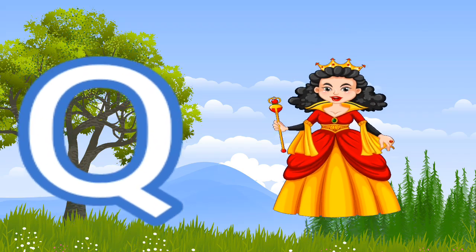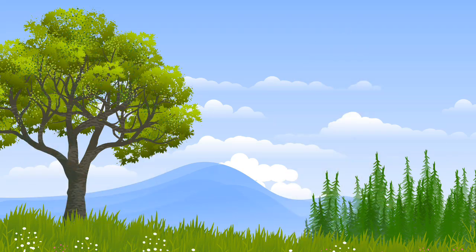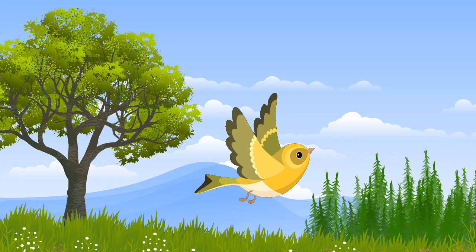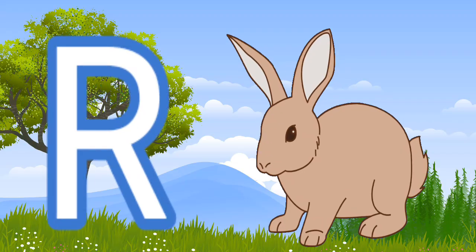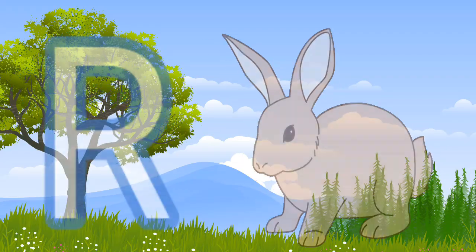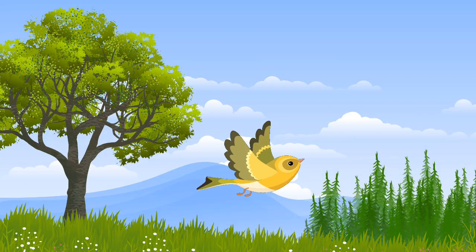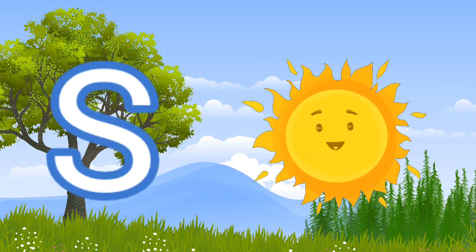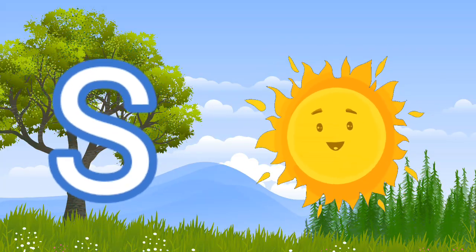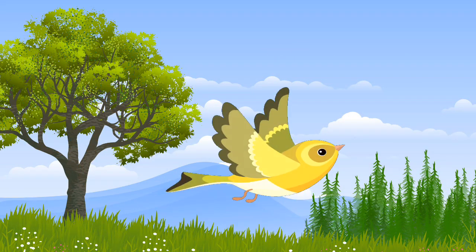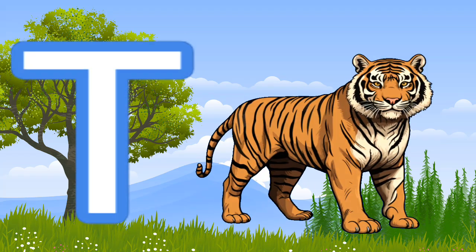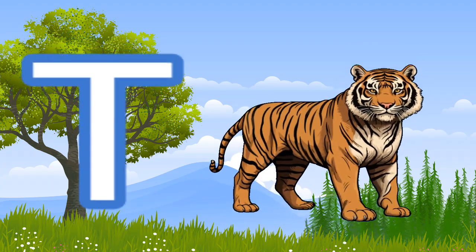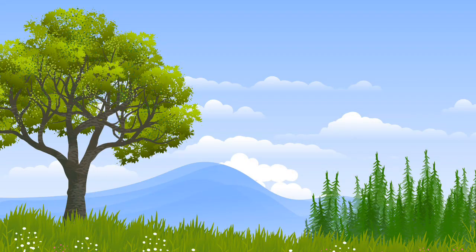Q for coin. Coin means malka. R for rabbit. Rabbit means roll. S for sun. Sun means student. T for tiger. Tiger means cheetah.